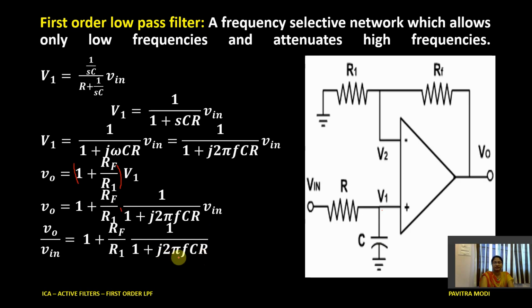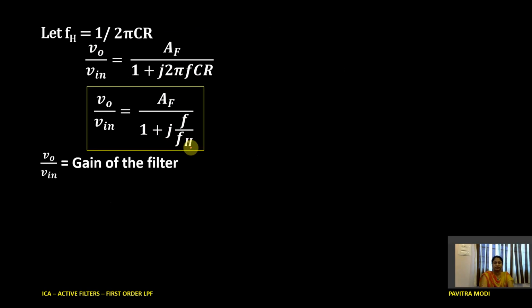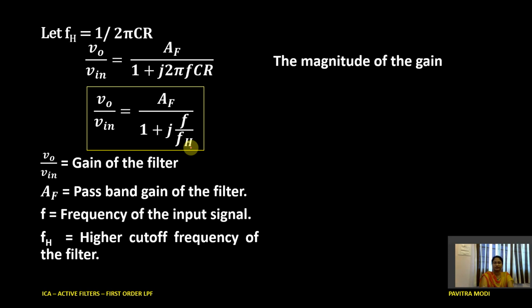Therefore let me consider the magnitude expression. Before moving on to that, for simplicity, let me consider the higher cutoff frequency fH to be equal to 1 by 2 pi RC. Therefore V0 by Vin is equal to AF by (1 plus j 2 pi f RC), where AF is nothing but 1 plus RF by R1, and we have already considered fH equal to 1 by 2 pi RC. Therefore we can write it as AF by (1 plus j f by fH). V0 by Vin is the gain of the filter, AF is the passband gain of the filter, f is the frequency of the applied input signal, and fH is the higher cutoff frequency of the filter.